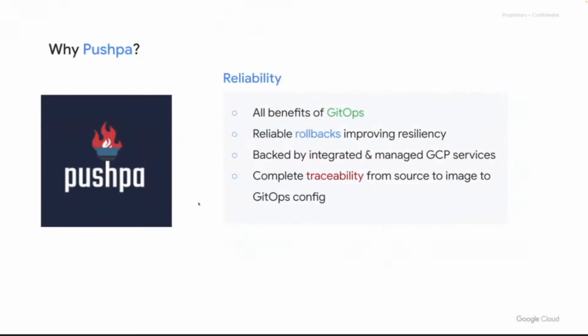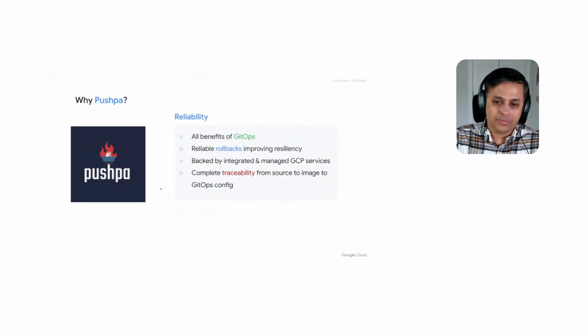Reliability, all the benefits of GitOps come into the picture as far as reliability is concerned. But there is another aspect that we have taken into account when we designed the supply chain ground up, that to increase the confidence in the supply chain, it is important that you have the ability to roll back features safely and reliably and with consistency. So we have implemented reliable rollbacks to improve the resiliency of the pipelines. If you have a bad release, you can easily roll back. And that actually helps you go faster.